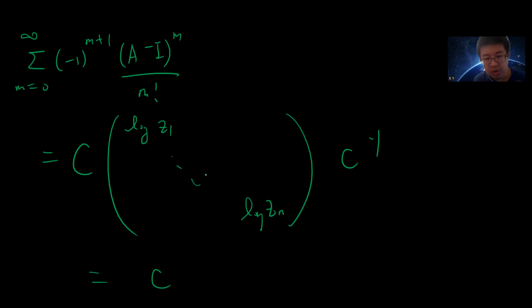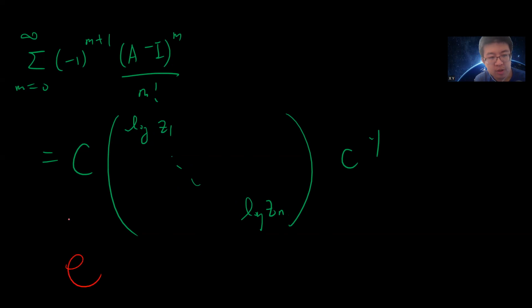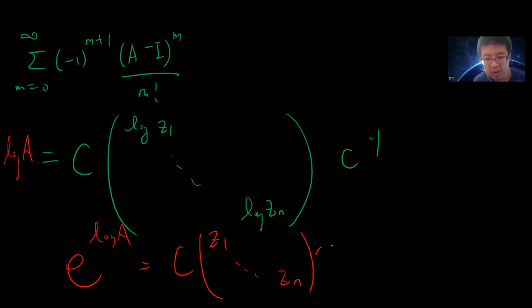So this guy will be C times this, which is just the log, so the log of A. Which means that if I take the exponential of this log of A, I get C times diag(e^(log z1), ..., e^(log zn)) times C inverse, which is A. Okay, so this is a proof.